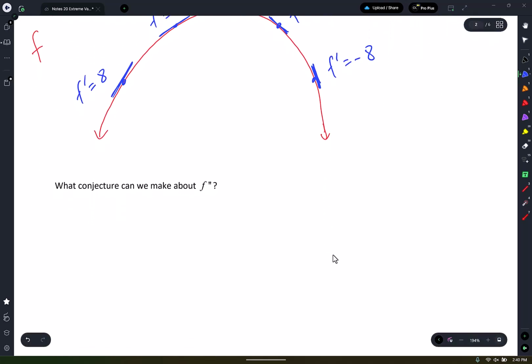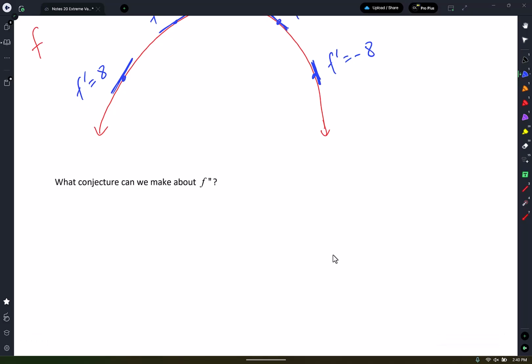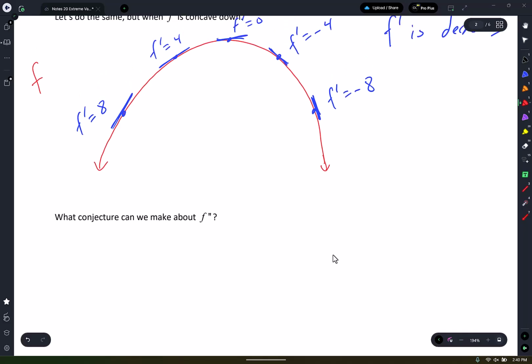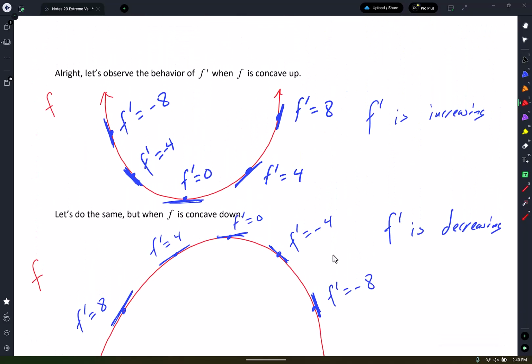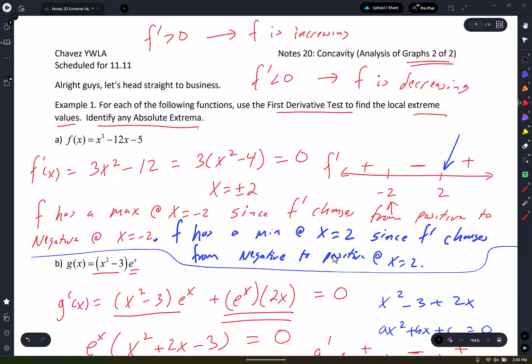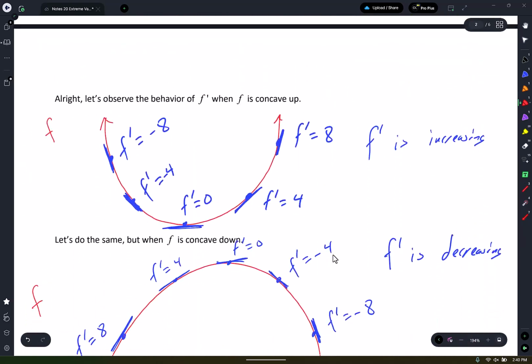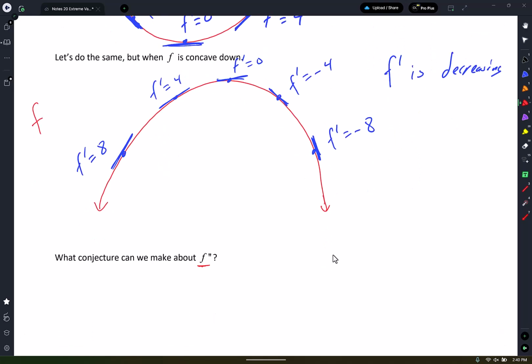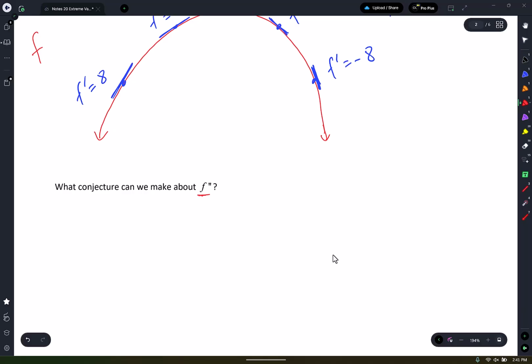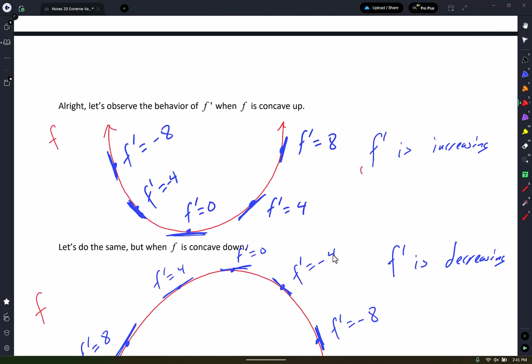All right, Gonzaga, here we go. What conjecture can we make about f prime prime? Pretend we didn't hear that answer. Maybe you did. Don't be a robot. Look what you told me earlier today from last week, that if f prime was positive, we said that f is increasing. If f prime was negative, we said that f was decreasing. Using the same conjecture, f double prime is only one derivative away from f prime. What conjecture can we make about f prime prime? If f is concave up, that means f prime is increasing. What does that mean about f prime prime?